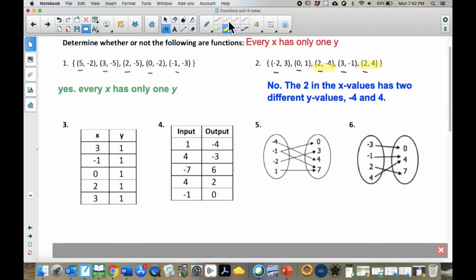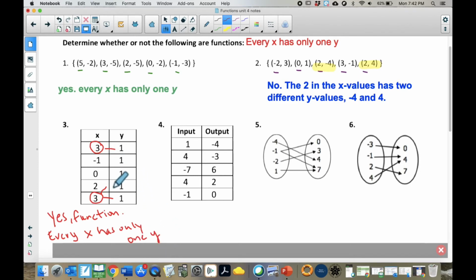Okay, so let's do some more of those. We want to see, does every x have only one y? So once again, we start focusing on our x values. In this table, I see an x here and I see an x here. However, they have the same value. Like on the one over here, it was different, a 4 and a -4. This one actually is a function because every x has only one y.